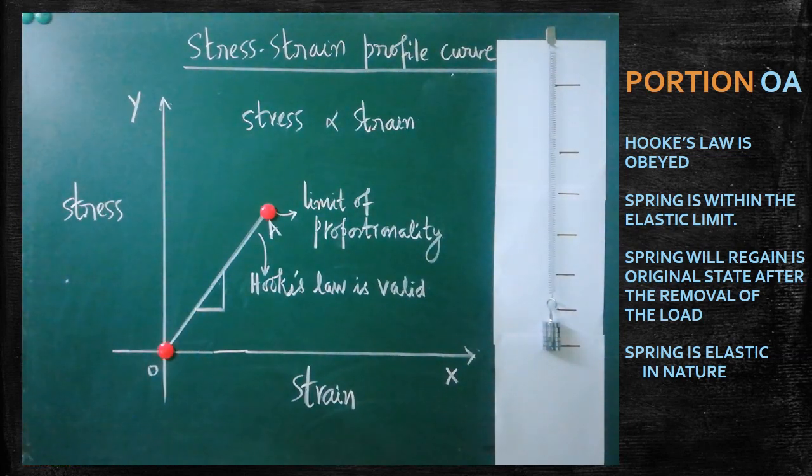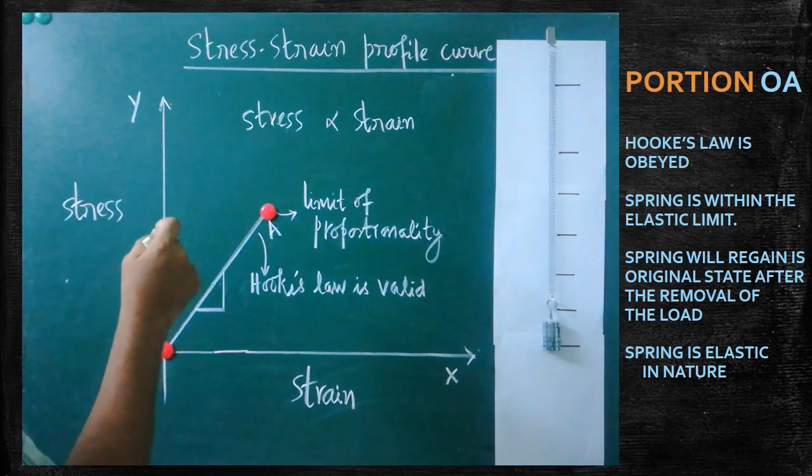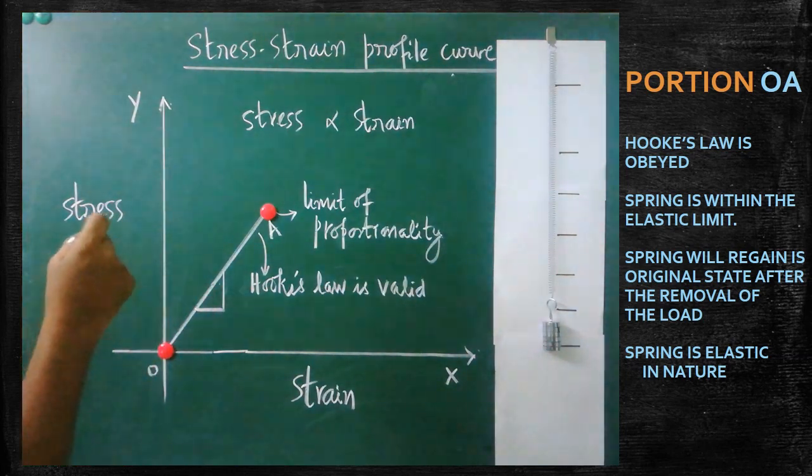What will happen if stress is applied? What is the corresponding change in the strain? The relationship between stress and strain could be analyzed here. By using this graph, we are able to analyze the elastic characteristics of the object, the elastic characteristics of the wire.